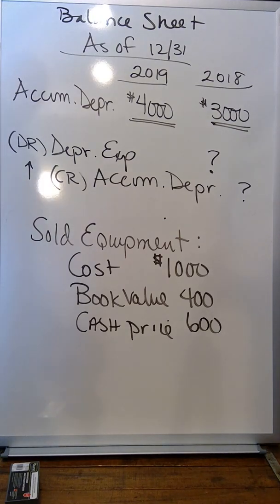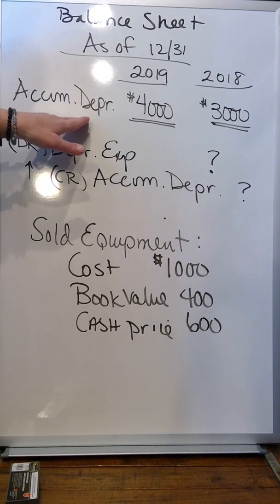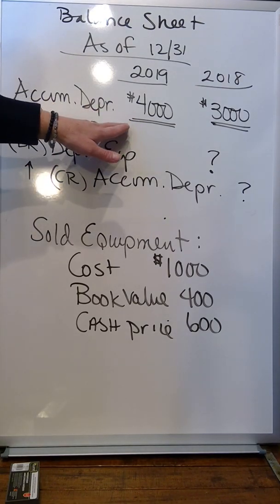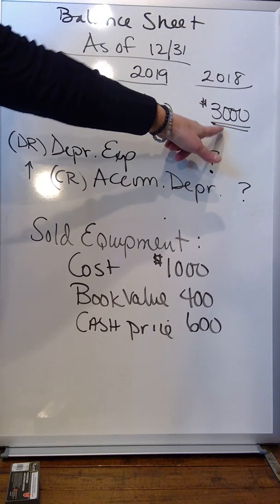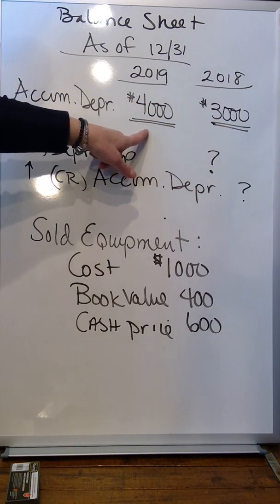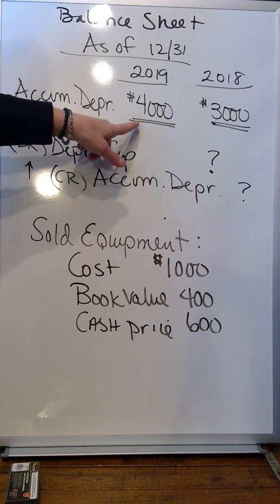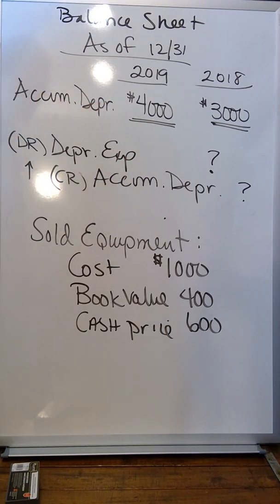Now, when a company records depreciation expense, that makes the accumulated depreciation account go up during the year. And you can see in this journal entry, we debit the expense and we credit the accumulated depreciation. But that's not the only thing that's happening in this account. Back to our balance sheet, we can see that over the course of the year, from the end of 18 to the end of 19, there was a $1,000 increase in accumulated depreciation. Part of that increase would have been caused by the recording of depreciation expense.